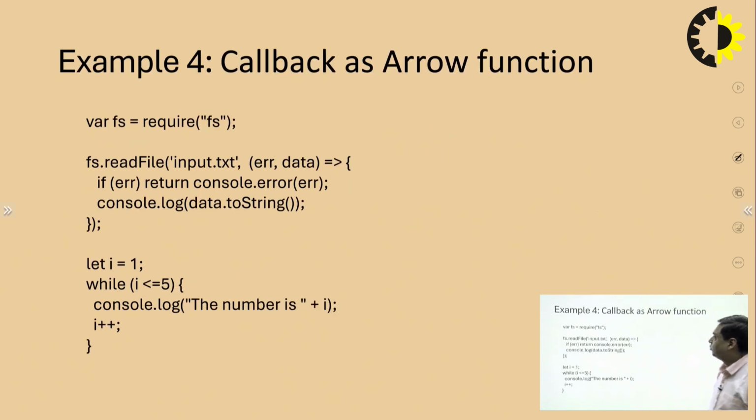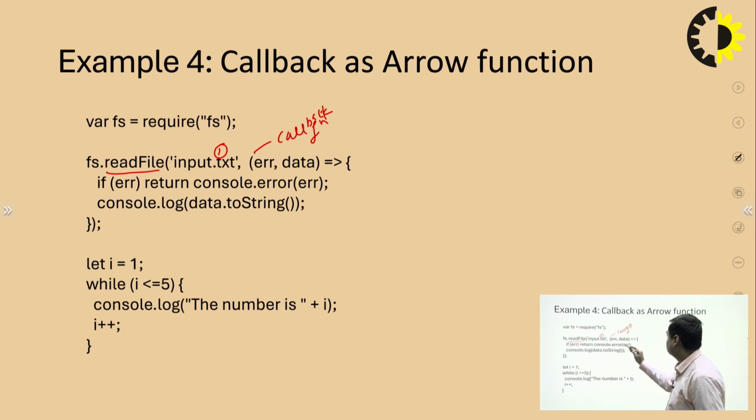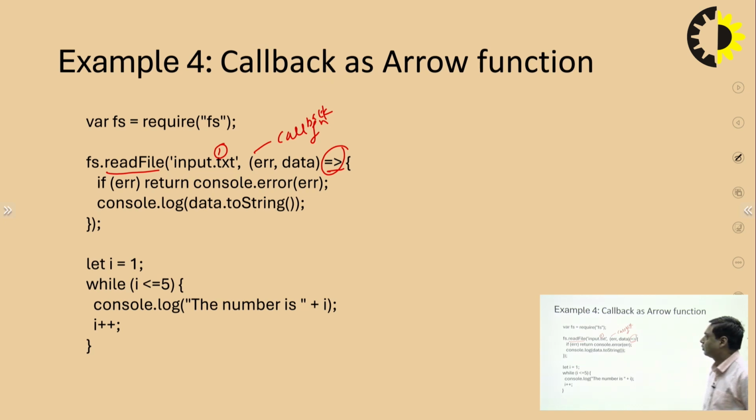See an example. We are using the callback function as an arrow function for reading a file asynchronously. So we are using readFile here. Then input.txt is the first argument, and this is a callback function. We are passing one variable as an error, a second variable as data, and we are using the arrow here. That is a lambda function.